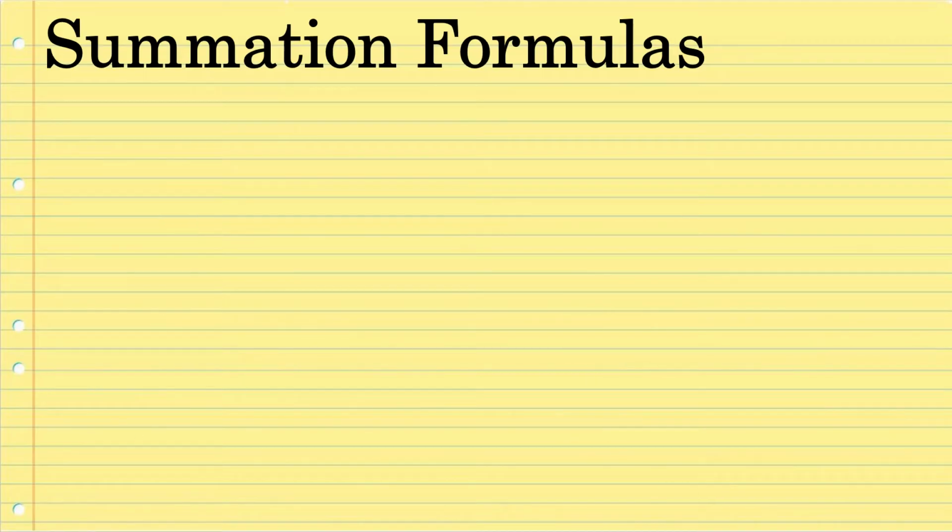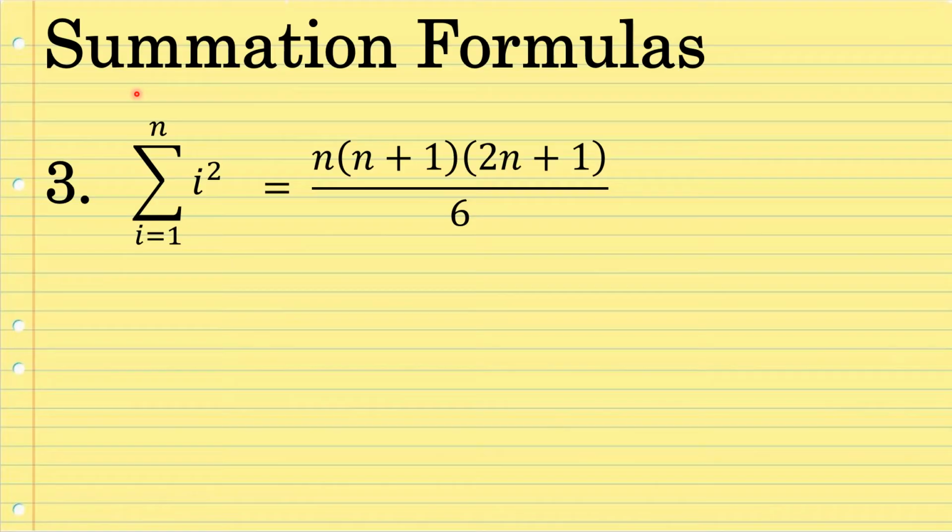The next two summation formulas deal with summing exponential expressions. When summing a series of numbers squared from 1 to any upper bound, the sum will have the form n times n plus 1 times 2n plus 1, all over 6. This is a bit more complicated than the previous formulas, but still much simpler than adding multiple squared terms together, especially when n is very large.